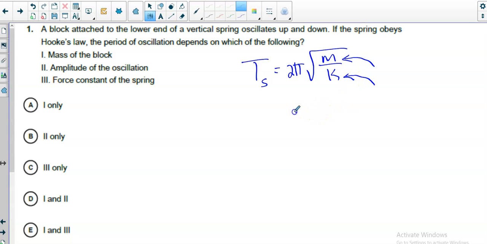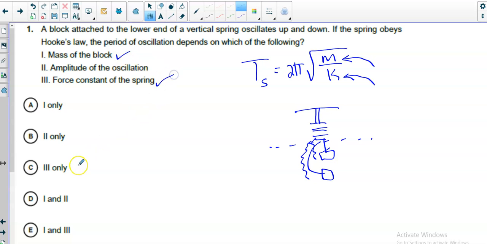The amplitude would be, if you attach the spring and normally it hangs to this level, let's say you pull it down this far and let it go. That would be an amplitude of whatever this distance is. Maybe you only pull it down this far. That's a smaller amplitude. That doesn't actually affect the period. It will still go back and forth in the same amount of time. So all that matters is the mass of the block and the force constant. So 1 and 3.